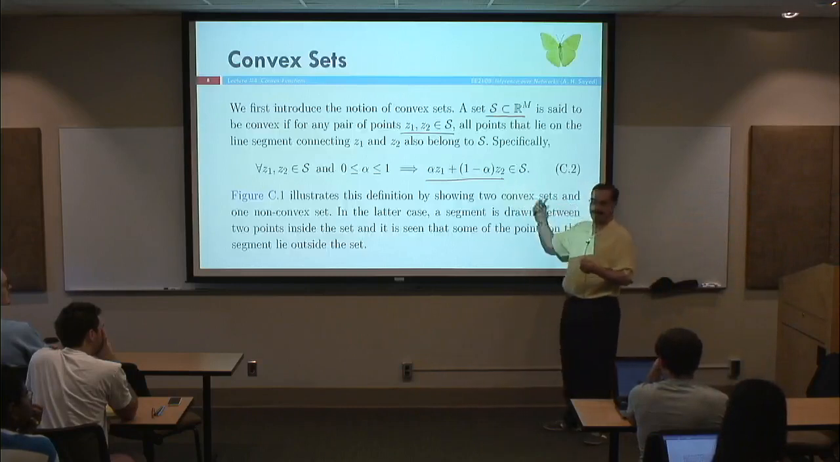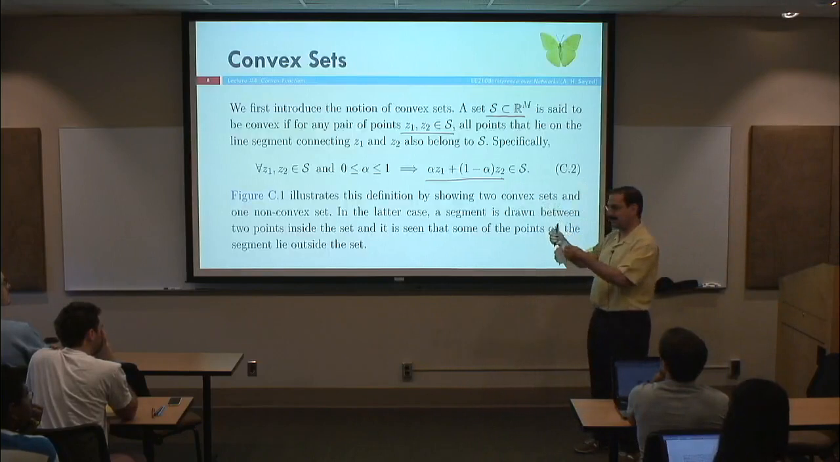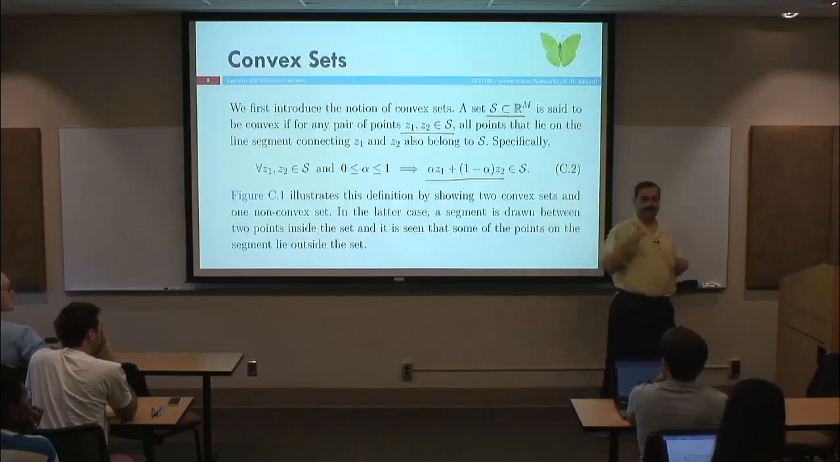Alpha and 1 minus alpha. So alpha is a non-negative number. Therefore, alpha and 1 minus alpha add up to 1. That convex combination will also be in this set.